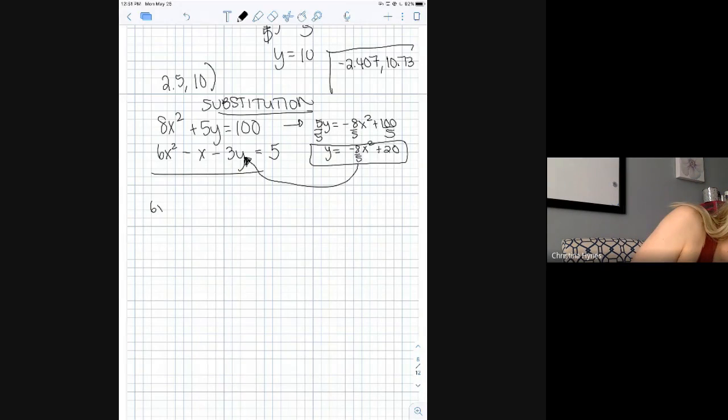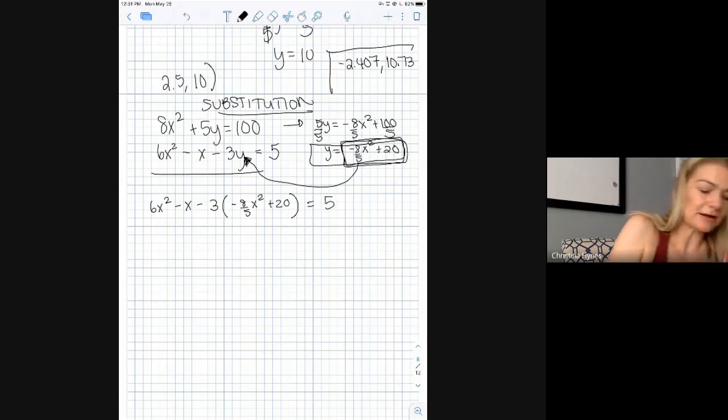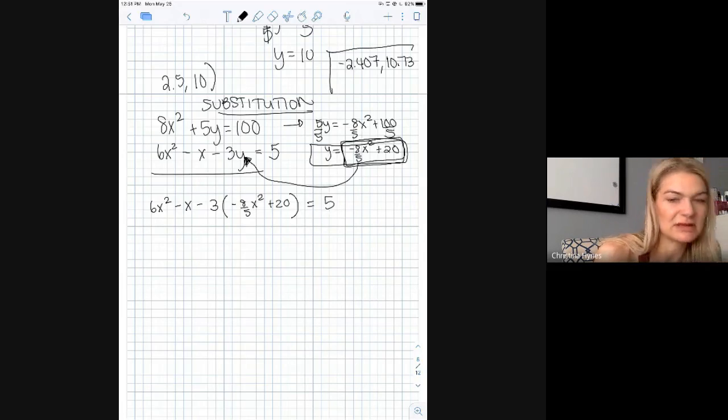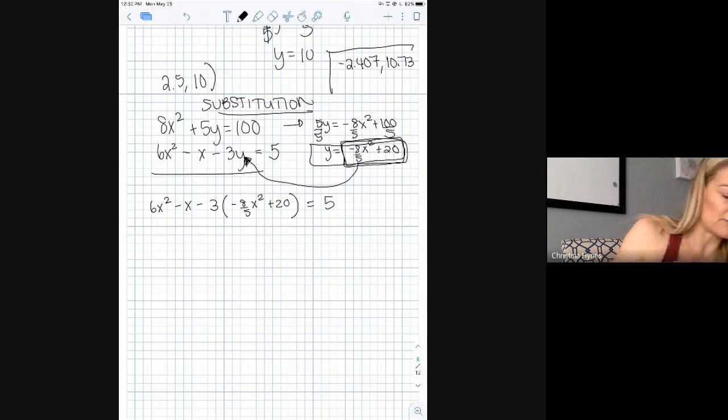So you're going to take 6x squared minus x minus 3y, but instead of the y, you're replacing y with negative 8 over 5 x squared plus 20. So that's what is being replaced in the y spot. So this whole thing went into the y area, and then the 5 is still there. So this is my new equation where, as you can see, I only have one variable, which is x, and that will help me get a quadratic to be able to solve for that.